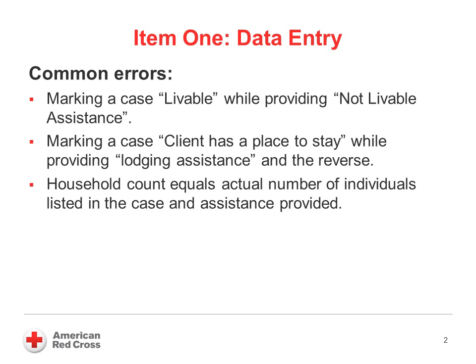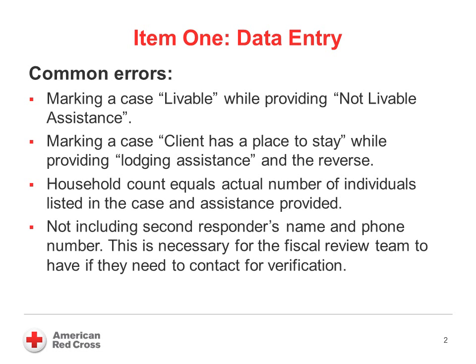The other one is to make sure that the household count equals the actual number of individuals listed in the case and the assistance provided. And if for some reason that's off and it's authorized, then make sure you note that within the case narrative. The other piece, which is very important, is that we need to ensure that you're providing the second responder's name and good contact information for that responder. This helps our fiscal review team if they have to make any other inquiries on the case. So make sure you have that second responder's name and phone number included on the case.